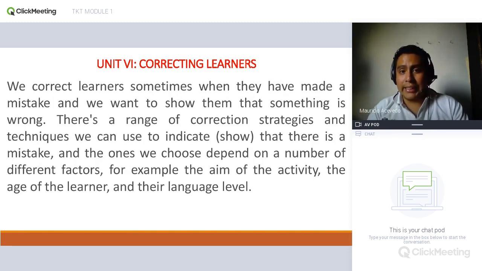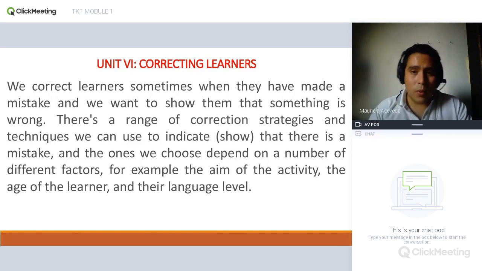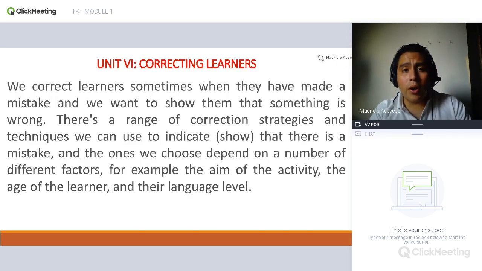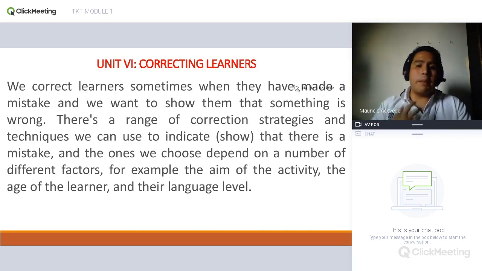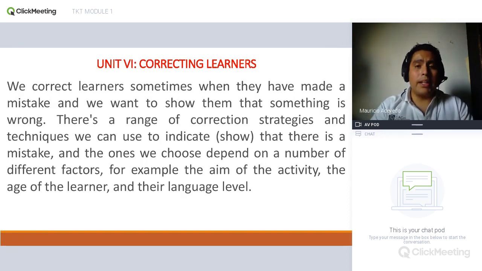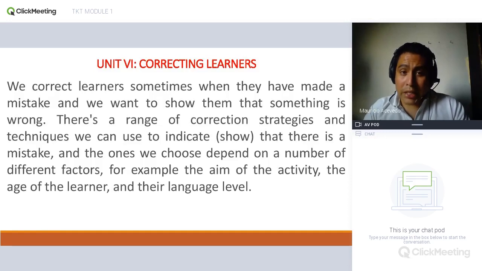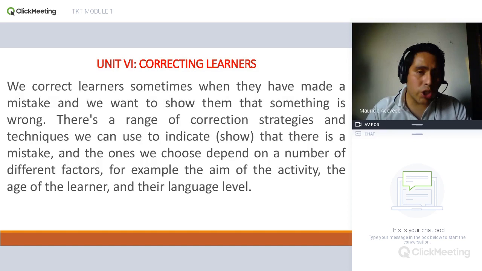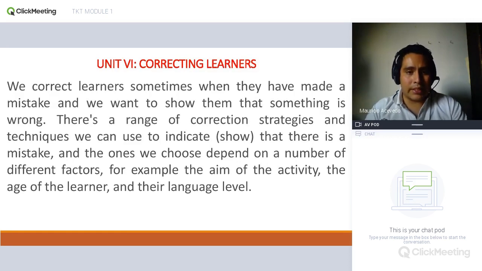First of all, I want to tell you about our first topic, which is correcting learners. What is this? Basically, what we need to know about correcting learners is that there are many ways in which we can do so. Here we have an example. We correct learners sometimes when they have made a mistake and we want to show them that something is wrong. There is a range of correction strategies and techniques we can use to indicate or show that there is a mistake, and the ones we choose depend on a number of different factors. For example, the aim of the activity, the age of the learner, and their language level.